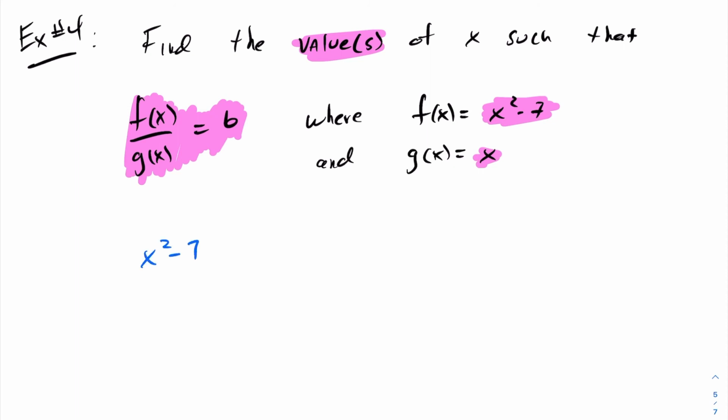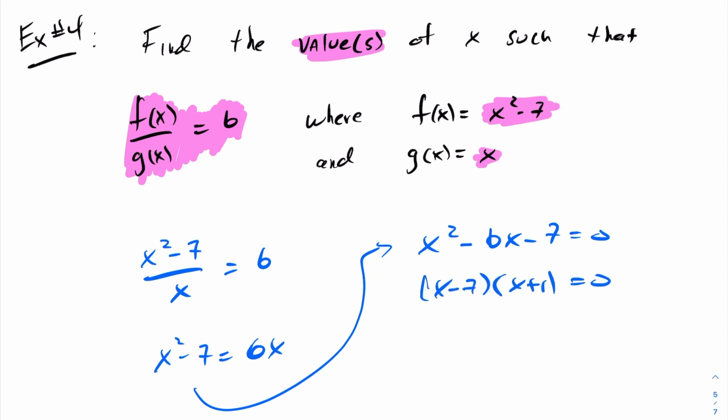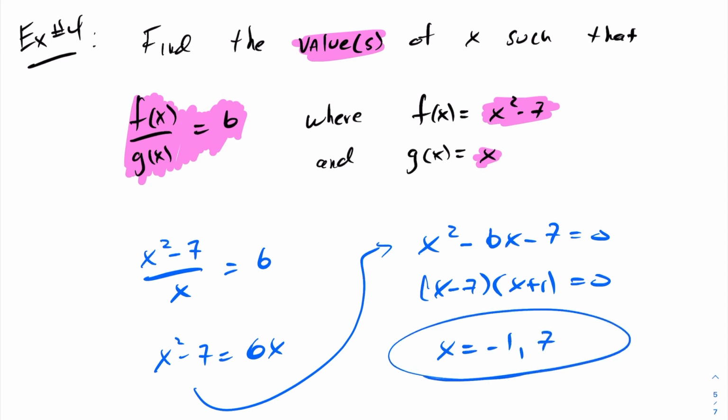We get x squared minus 7 over x is 6. Multiplying across by x, we get x squared minus 7 is 6x, and hopefully this is some simple factoring. Bringing everything to one side, we see this factors into x minus 7 times x plus 1 equals 0, and I get two values of x, negative 1 and 7. So when x is negative 1 and 7, we notice that the ratio of the function f at x and g at x is going to be 6.